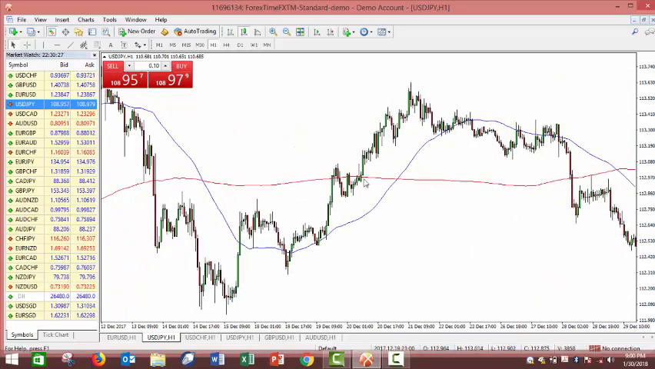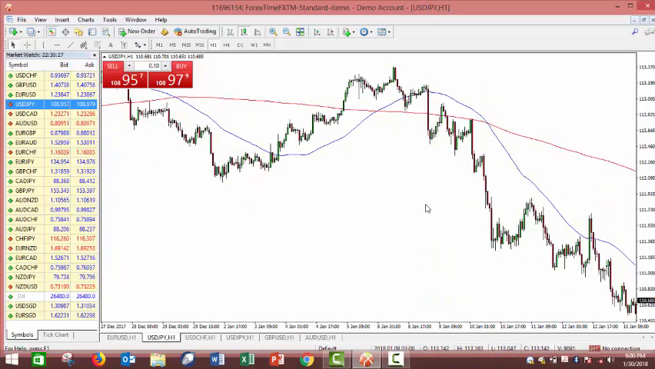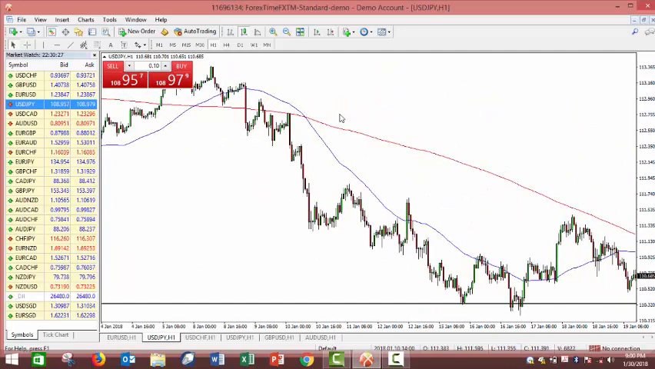You use this long one to identify where the trend is. You can see here it slopes down, so that means the trend is down, price is below it. You now use this one to identify your area of value where you could possibly make an entry. So that's how we trade using the moving average.